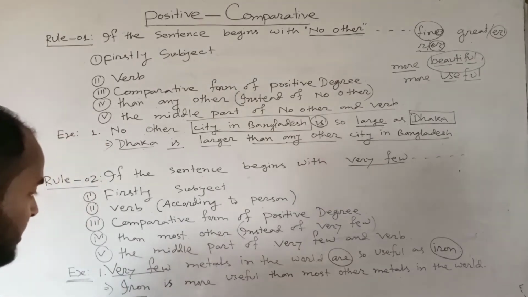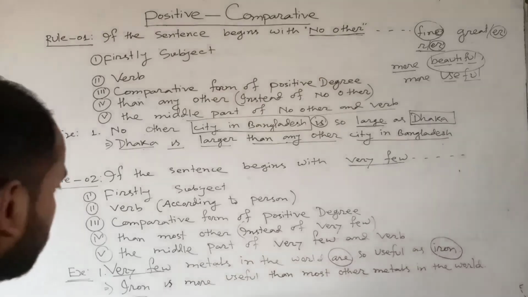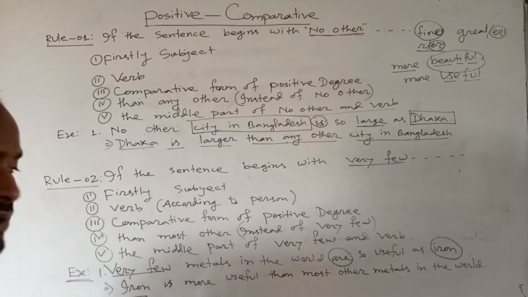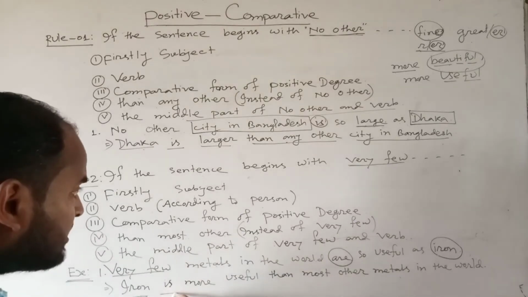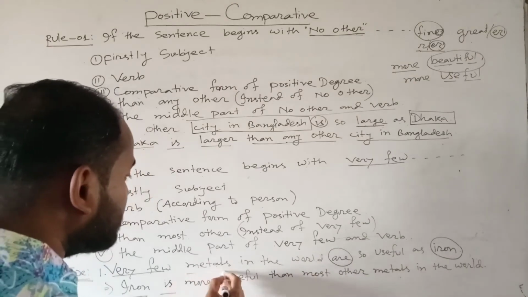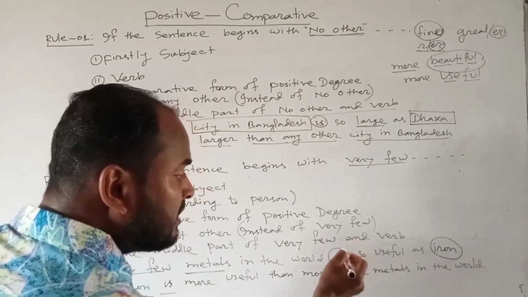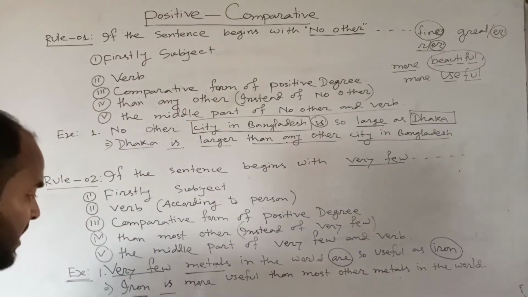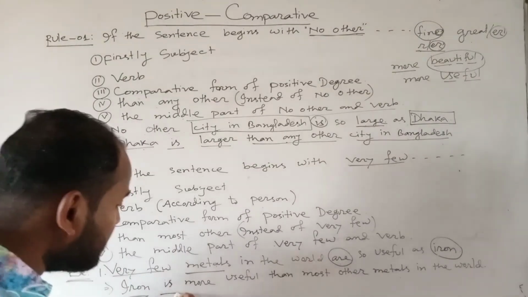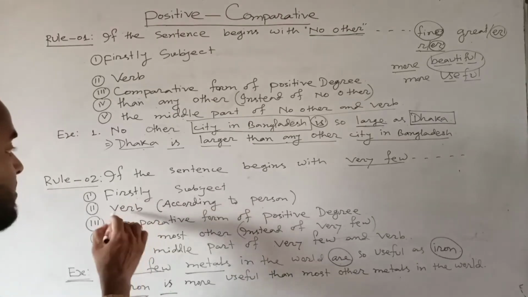But my dear learners, the subject iron is third person singular, so we have to write the singular form of the verb. In this sentence, "very few metals," metals are plural, so the verb was plural. But in this case the subject iron is singular, so we have to write the verb as singular. Iron is, the verb.